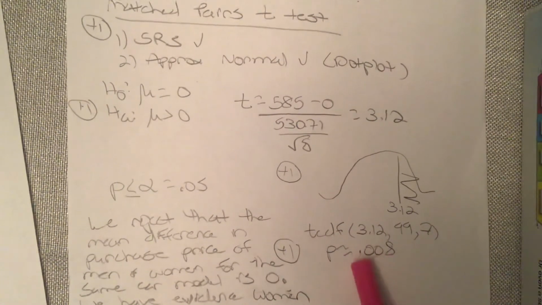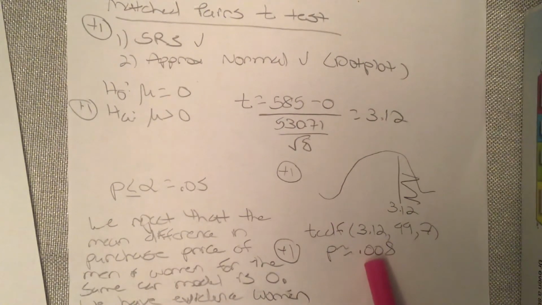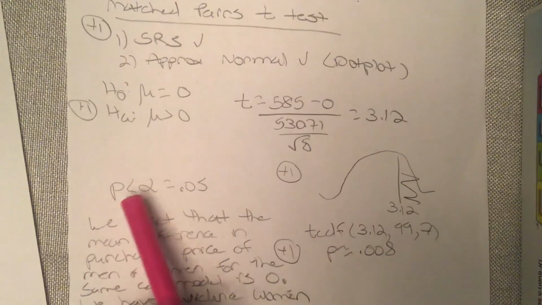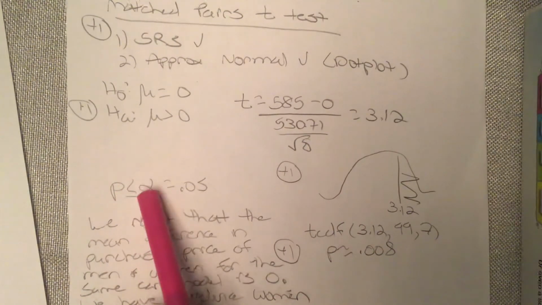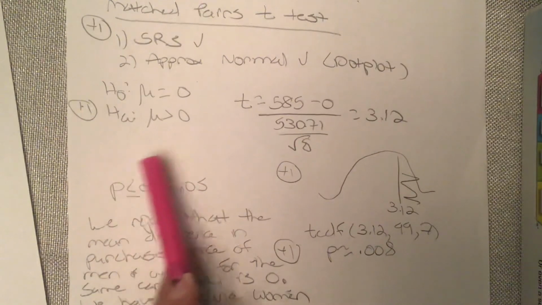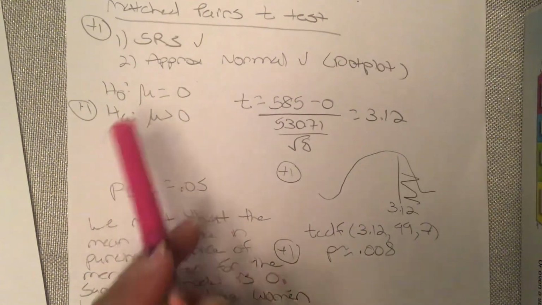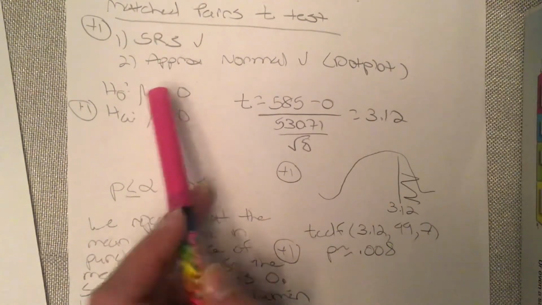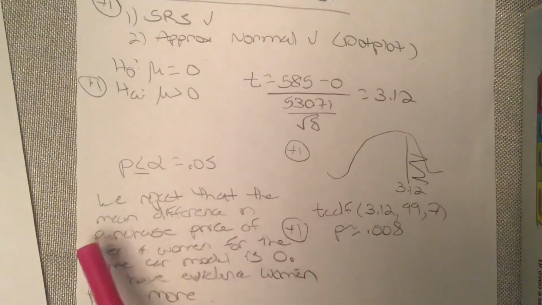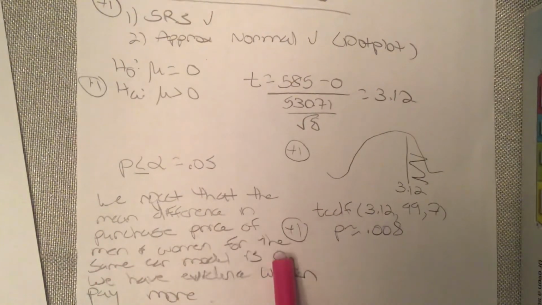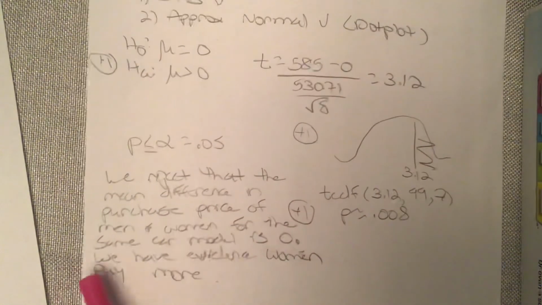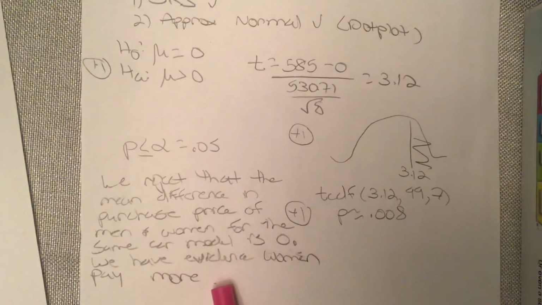We get a really small p-value here. It's 0.008. So remember, if the p is low, we reject the H0. They don't give us an alpha to use, so again, I'm just going to go back to my alpha of 0.05. So my p is less than or equal to alpha of 0.05. Make sure you write that out. So we reject the H0. If you ever get stuck with that, just go back to your H0 and Ha. So we reject that the mean difference in purchase price of men and women for the same car model is 0. If we're rejecting that, we have evidence towards the alternative. So we have evidence that women pay more.